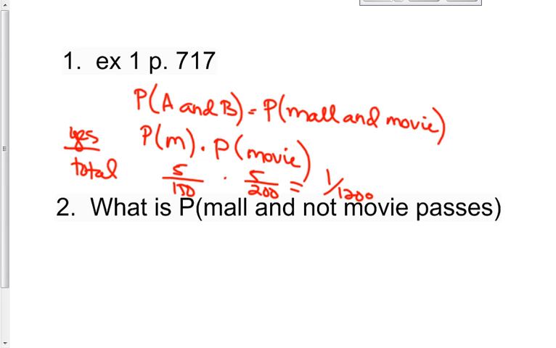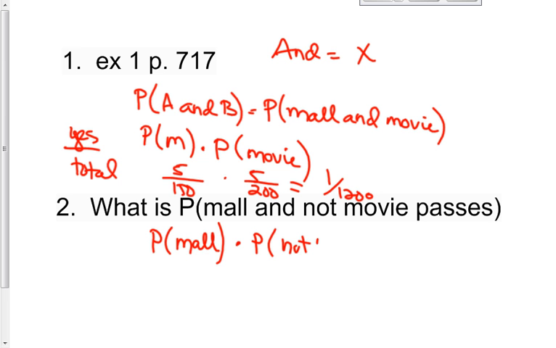In question number 2, what's the probability that we win the mall prize but not the movie passes? Mall prize but not the movie passes. So again, it'll be the probability that I win the mall prize and is multiply. Remember the word and. This is a big one to remember. And means multiply, not movie passes. Well, if I have 5 chances to win, the word not would be the leftovers, which means I have 195 chances to not win. So it's the probability of the mall times the probability of not movie.